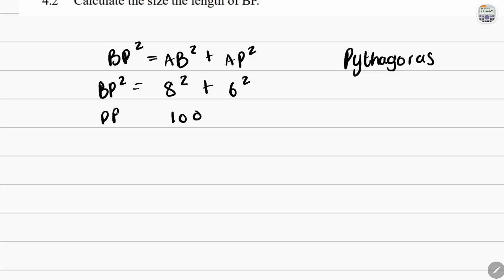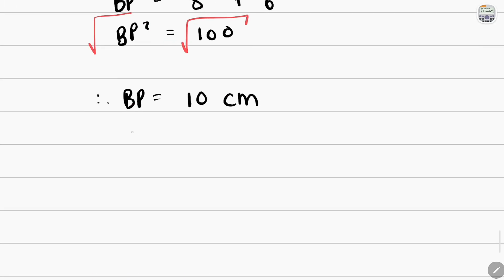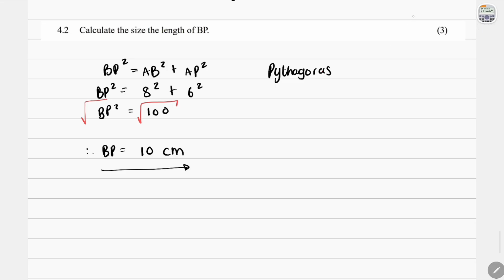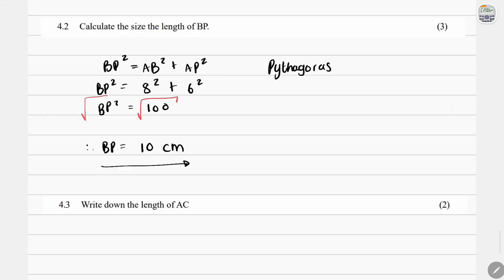And so BP squared is equal to 100, and then square root both sides. You don't have to consider the negative here because we are working with lengths. So BP equals 10, and we are working with centimeters. Okay, so 10 centimeters, and that is our answer. Moving on to the next question. And then question 4.3 says write down the length of AC.